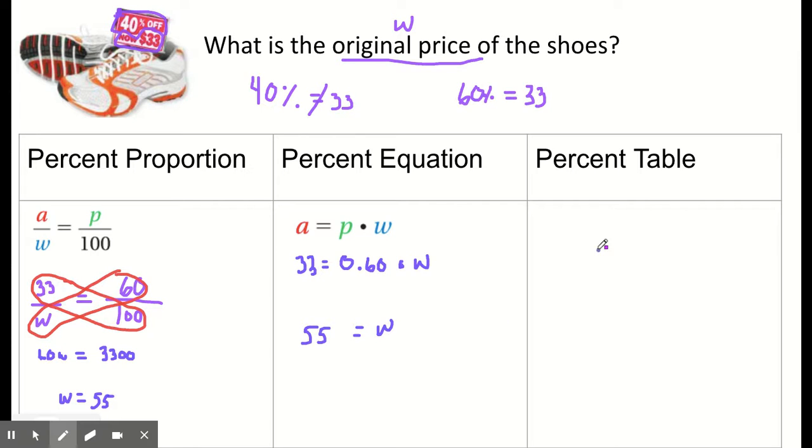All right, let's look at the table. Percents, and then the money or the dollars, the number amount over here. The 100% is what we don't know. Remember, 100% will always equal the original price. And then we have the 60% equaling $33.